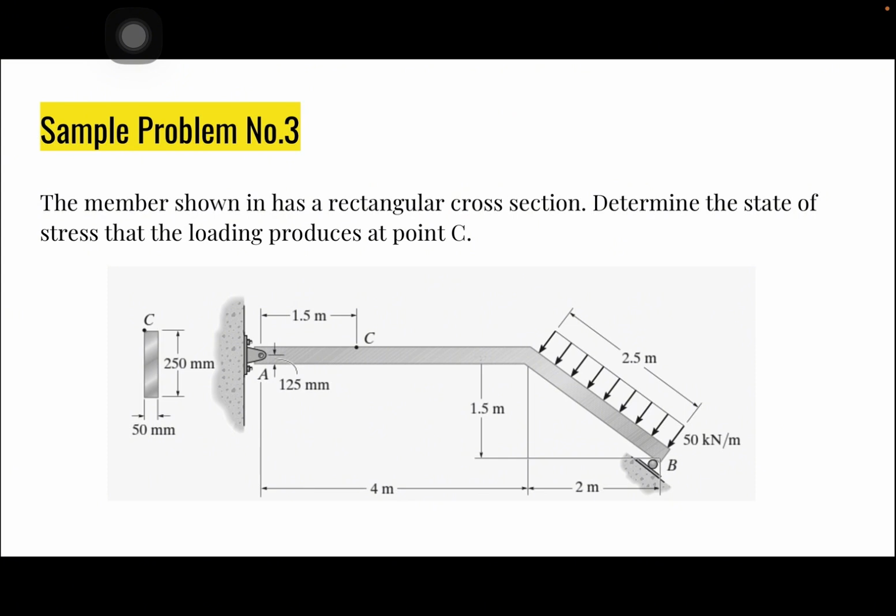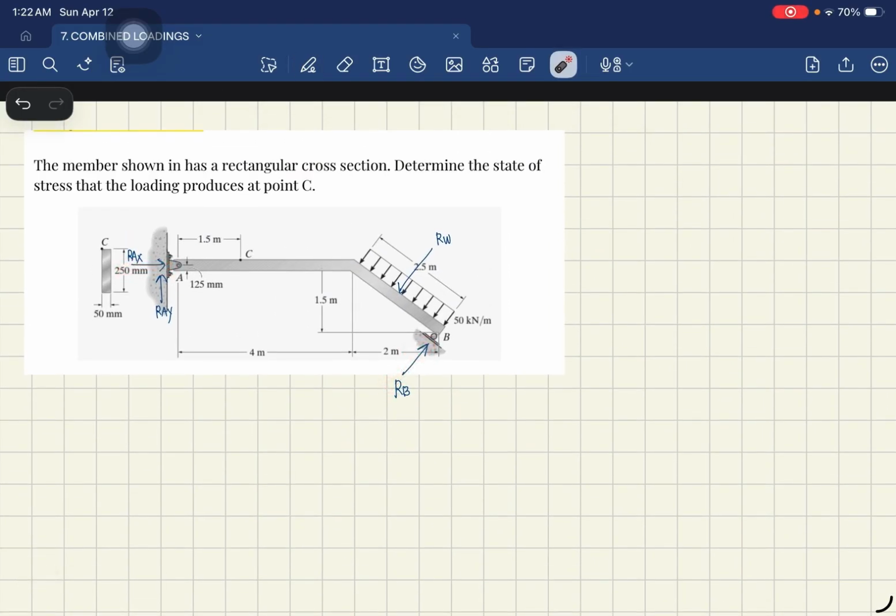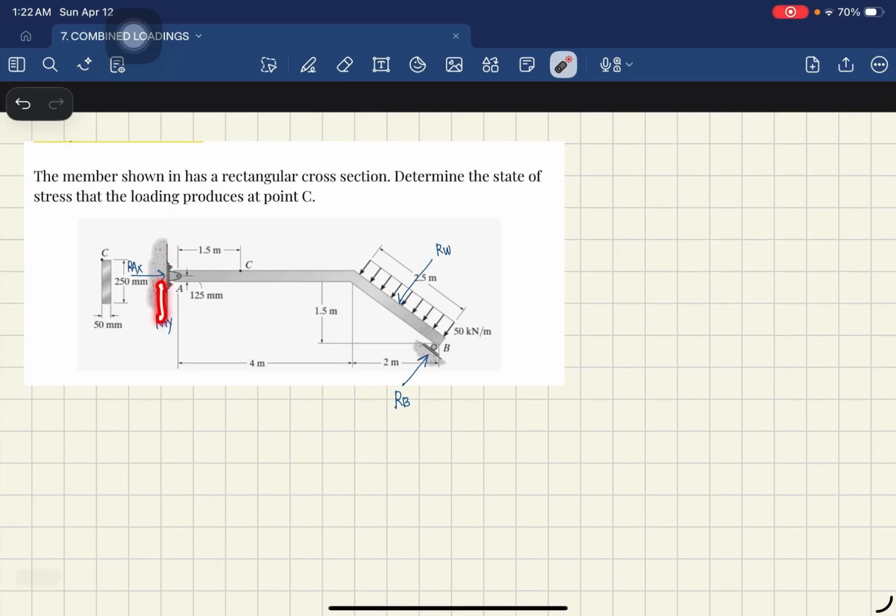Okay. So let's have an example to apply the concept of superposition for the combined loadings. So the member shown has a rectangular cross-section. Determine the state of stress that the loading produces at point C. So first step is kunin yung mga reaction at the support. Since ito is hinge support, may dalawa tayong reaction na kukumputin, the vertical and the horizontal component ng reaction at support A. Then meron tayo ditong roller.